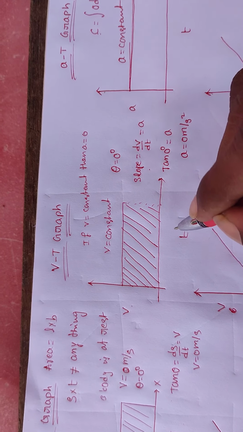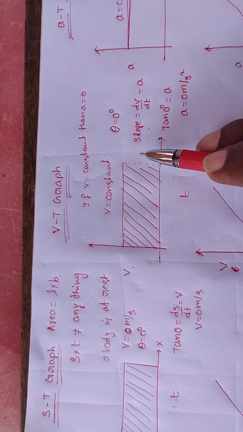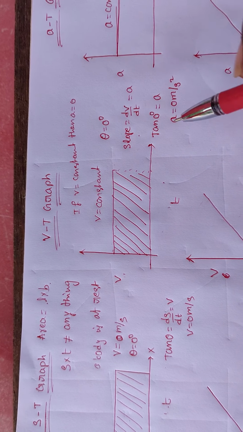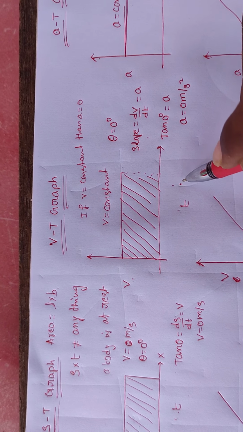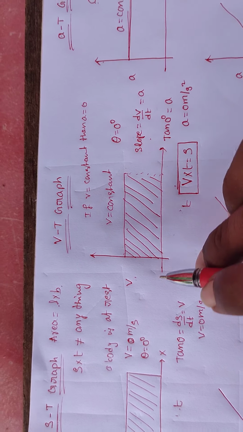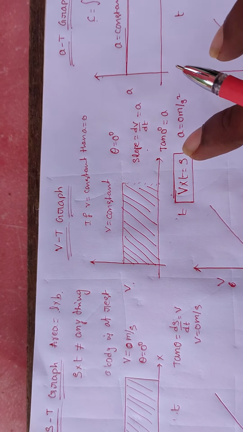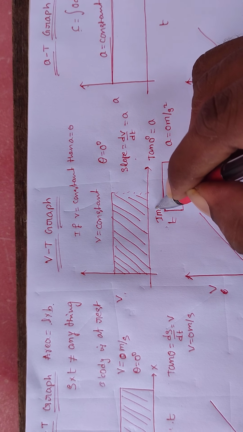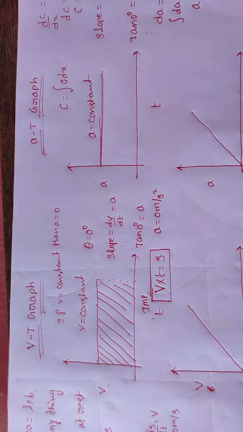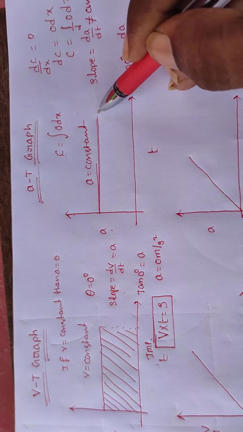So here, what is the formula for area? Length into breadth. Here length value is time, breadth value is velocity. Velocity into time is equal to displacement. Yes or no? So it's a very, very important point. The area under the velocity time graph represents the total displacement of a body. Okay, important point.